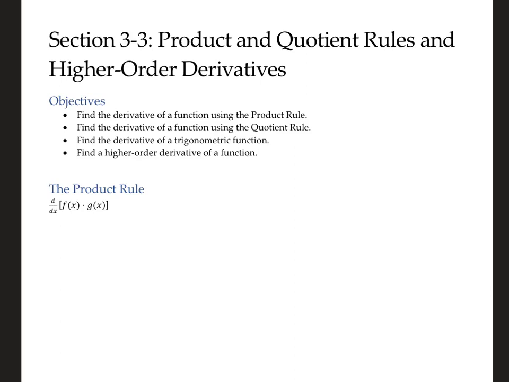Okay, so today we're going to be starting section 3.3, which contains the product rule, the quotient rule, and higher order derivatives. So before we start, I want to discuss what the product rule is not. The product rule concerns when we are taking the derivative of the product of two functions. And it is definitely not just taking the derivatives of the functions independently. And I'll give you an easy example to show this.